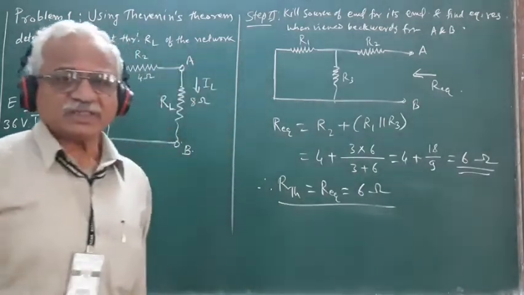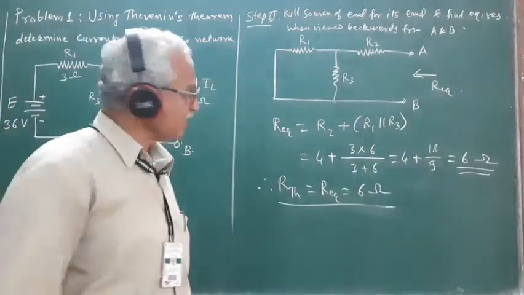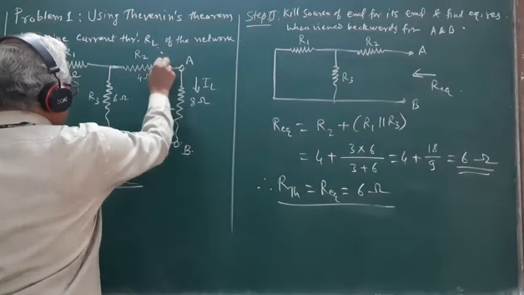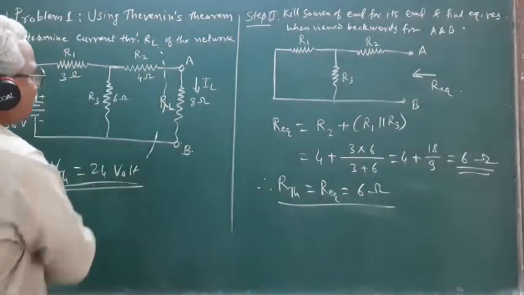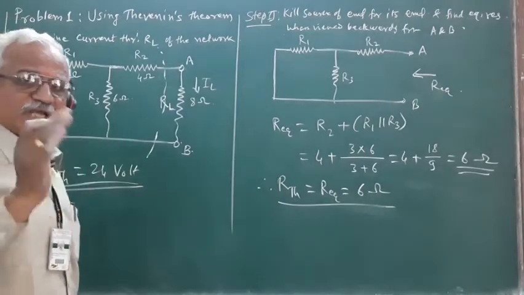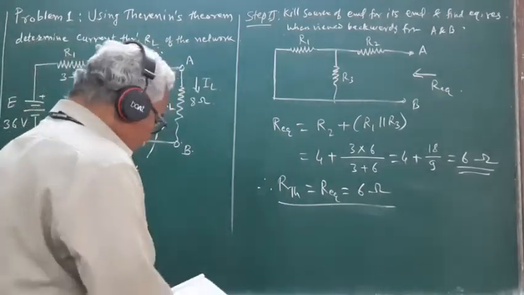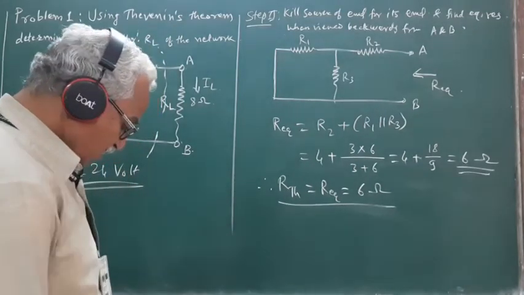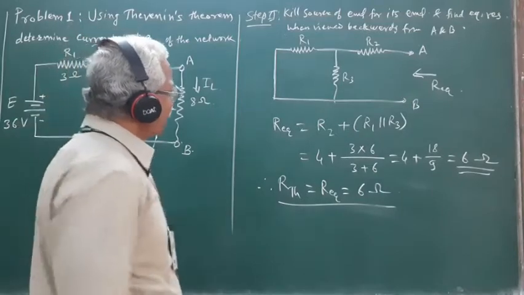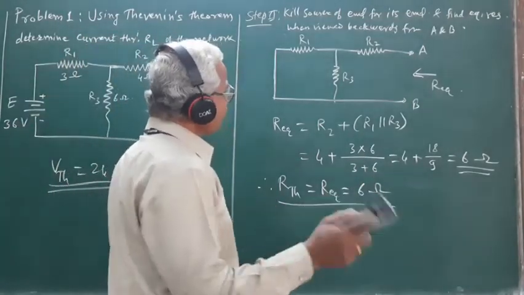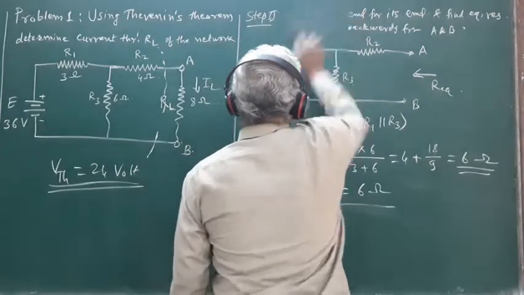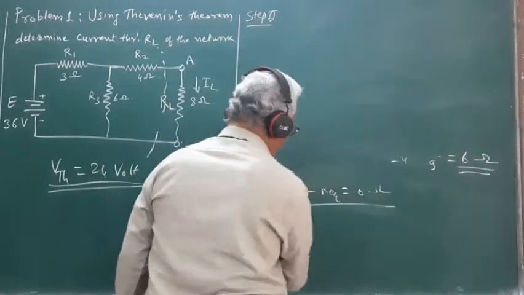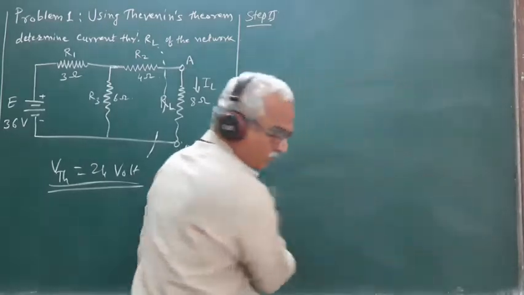So once we get the values of VTH and RTH, now the network to the left of the terminals A and B can be replaced by this Thevenin equivalent circuit. So what will be the Thevenin's equivalent circuit then? In the third step, we can find out the Thevenin equivalent circuit, and hence the current through the load resistance. So step 3 consists of finding the value of I.